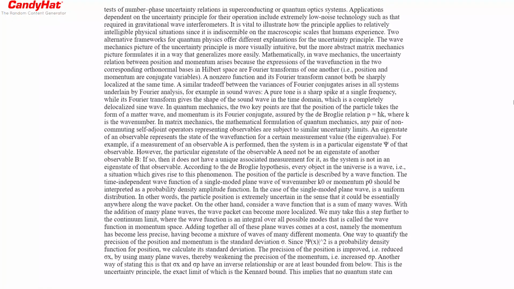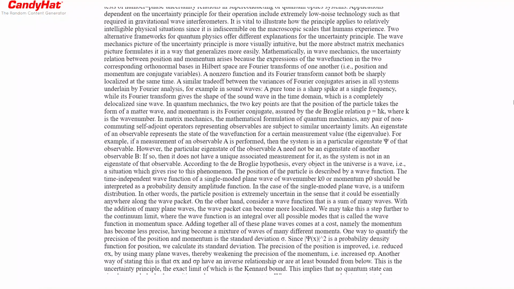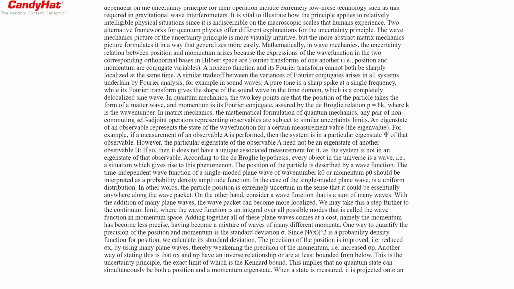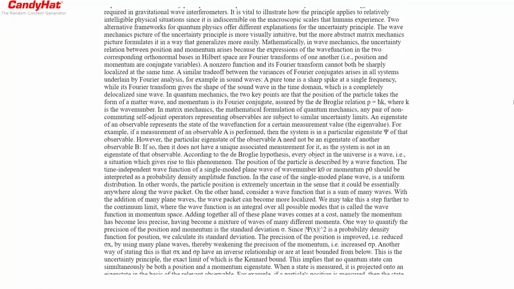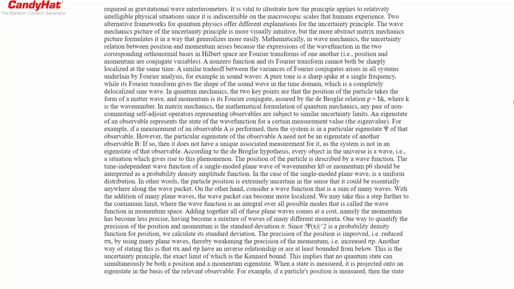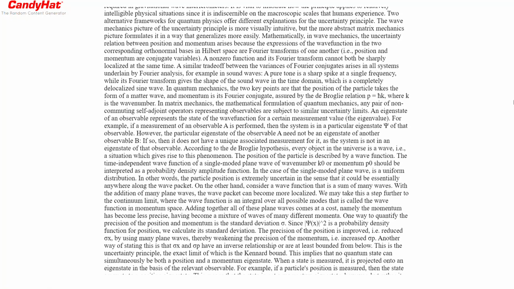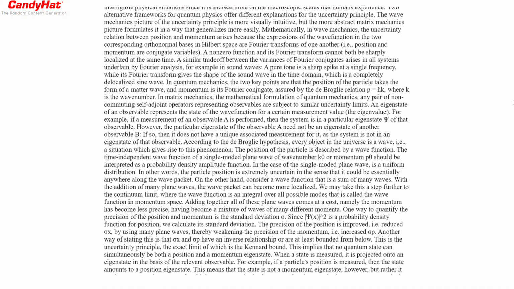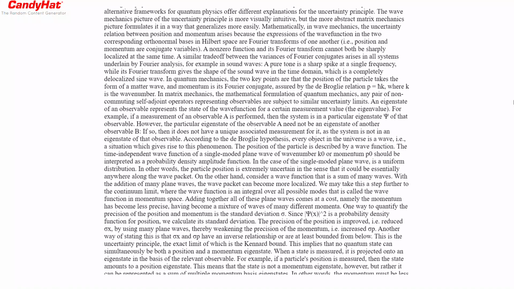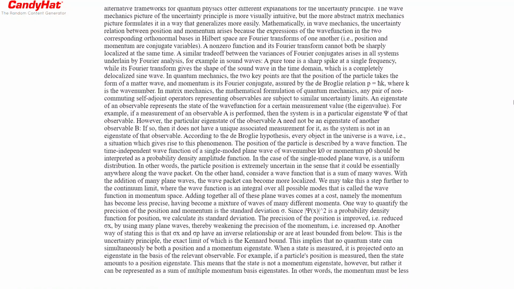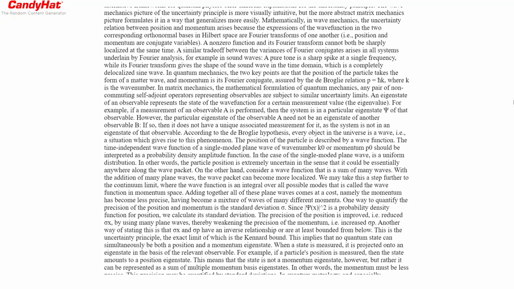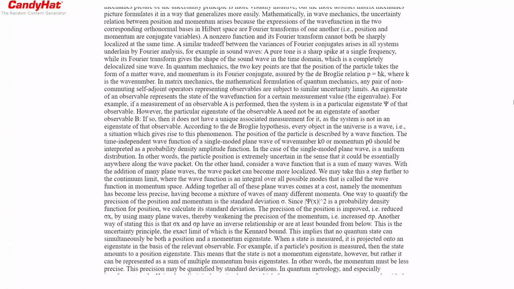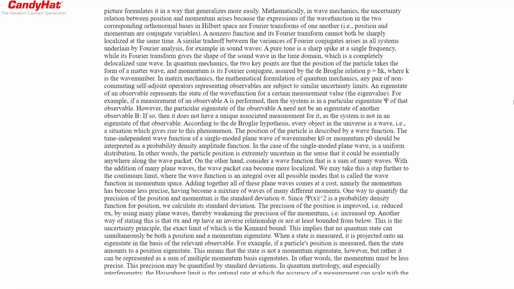One way to quantify the precision of the position and momentum is the standard deviation sigma. Since the squared magnitude of psi of x is a probability density function for position, we calculate its standard deviation. The precision of the position is improved, i.e. reduced sigma x, by using many plane waves, thereby weakening the precision of the momentum, i.e. increased sigma p. Another way of stating this is that sigma x and sigma p have an inverse relationship or are at least bounded from below. This is the uncertainty principle, the exact limit of which is the Kennard bound. This implies that no quantum state can simultaneously be both a position and a momentum eigenstate.